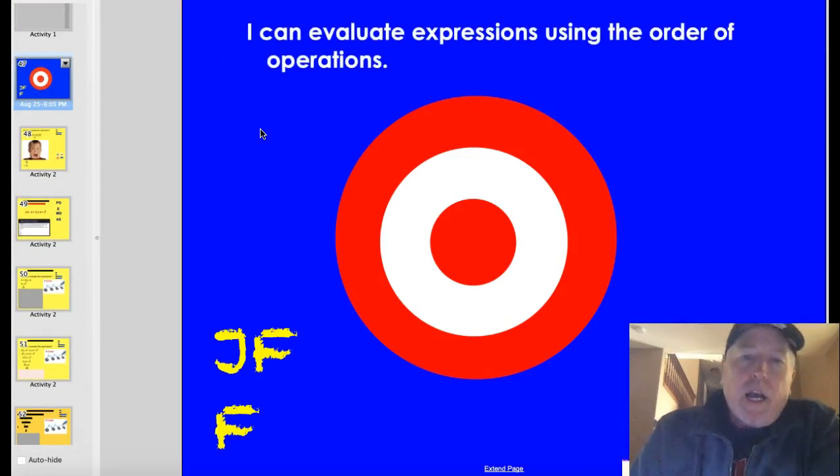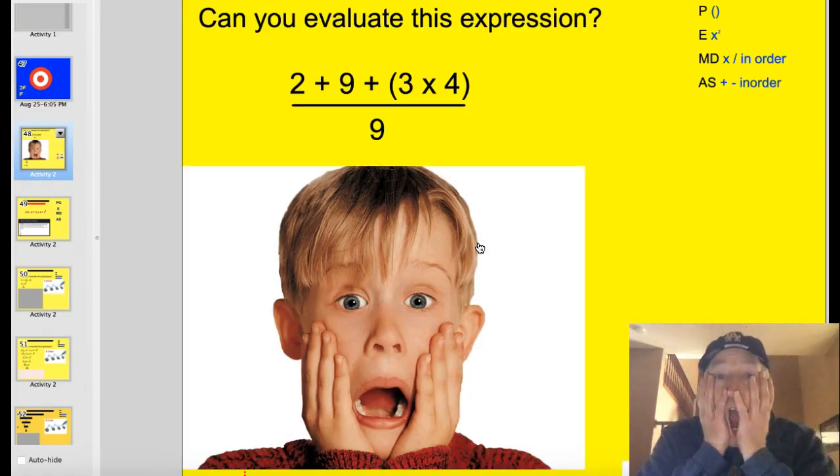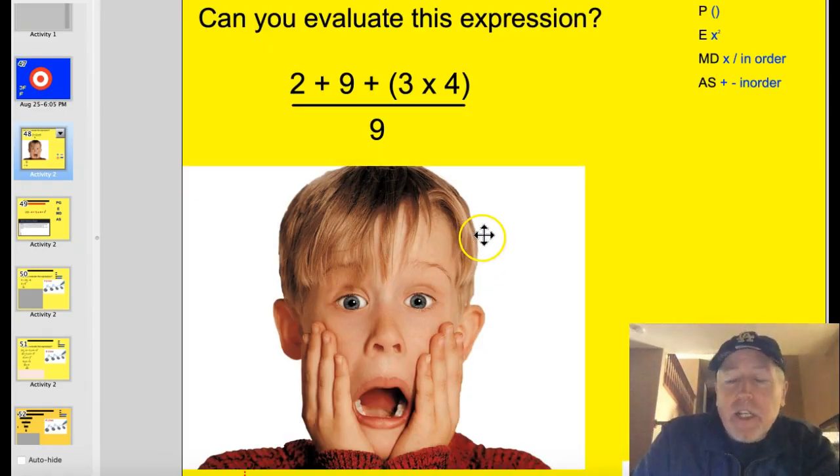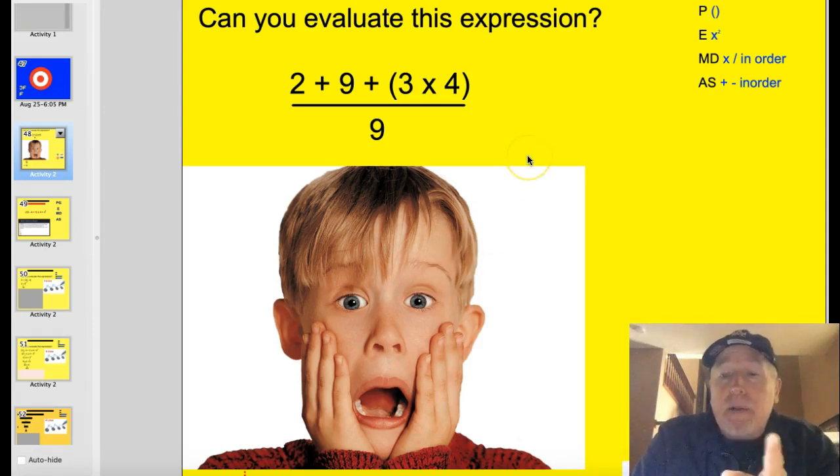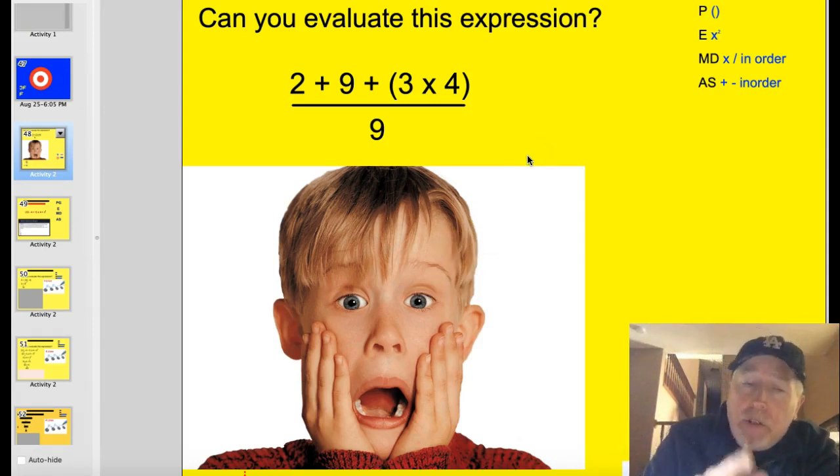Officially tonight, our target is I can evaluate expressions using the order of operations. Let's do this thing. Can you evaluate this expression? This looks pretty heavy duty. Here's what I can promise you. By the end of the night, you'll be able to do this.